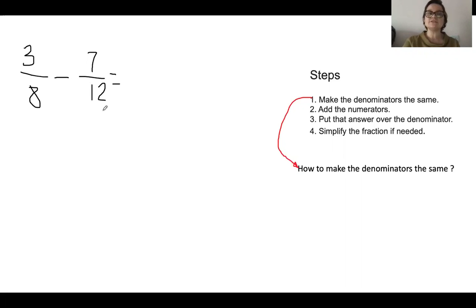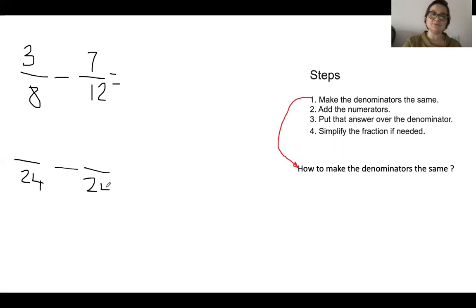And then ask yourself a question: is 12 a multiple of 8? No, it's not. So that can't be a common multiple. The next one up is going to be 24. So 12 times 2 is 24. Is 24 a multiple of 8? Yes, it is. So 24 is going to be the lowest common multiple for both fractions. So let's put the number 24 under both fractions.